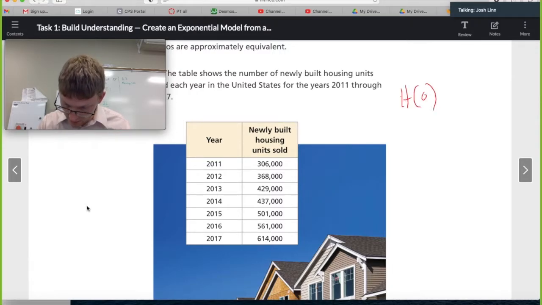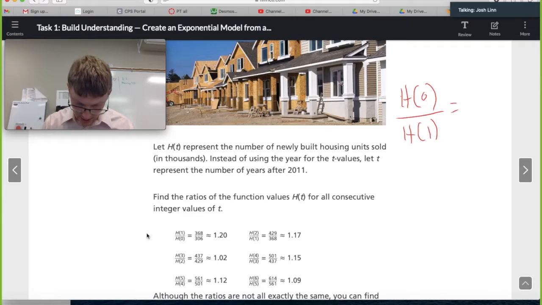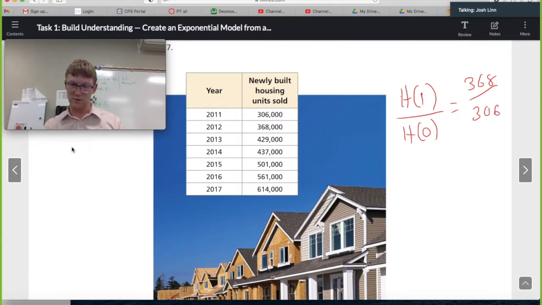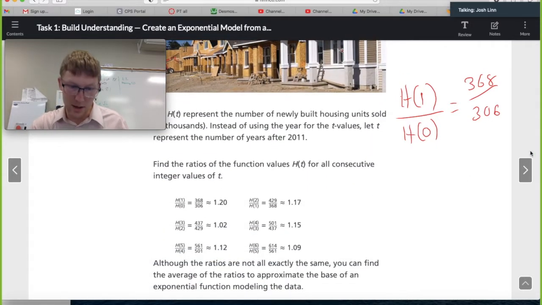So if we take h of 0 over h of 1, plug that into a calculator, and you will get, well, from our table up here, I did that backwards. We want h of 1 on top and h of 0 on bottom. So then you're going to have 368 over 306, and these numbers are in thousands because they're all in thousands there, so not a big deal. You can even leave all the zeros in; they're all going to cancel out anyway. So we plug that into a calculator, and we get approximately 1.2. We're done, right?